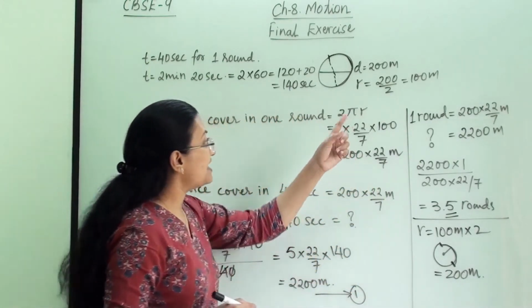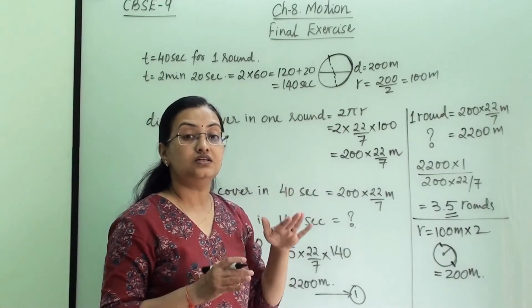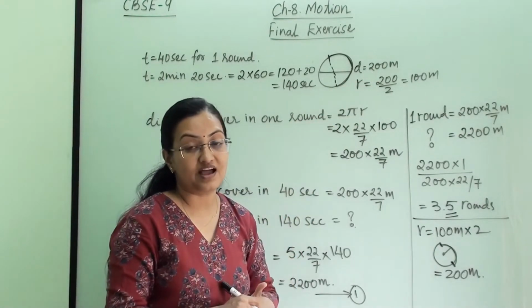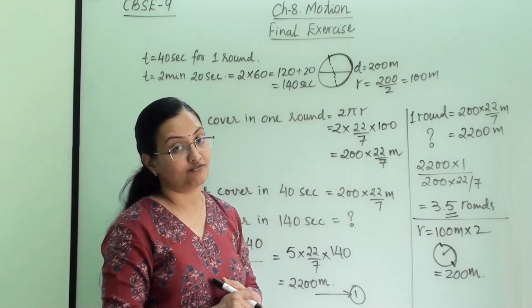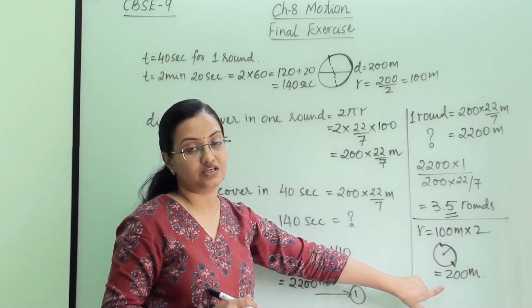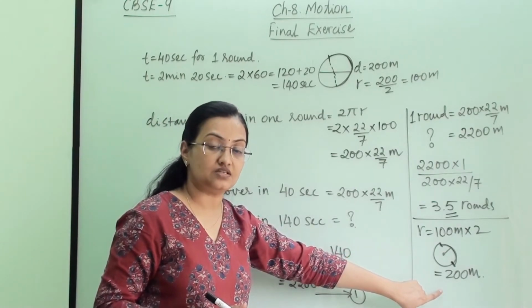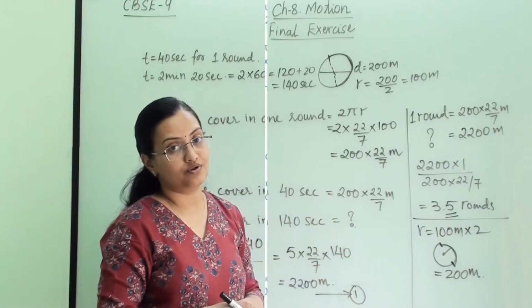Even the diameter is 200 meter. The diameter cuts the circle in half, so we can take that here also. The displacement for half a round will be 200 meter.